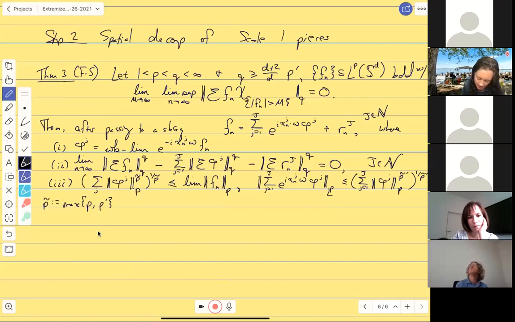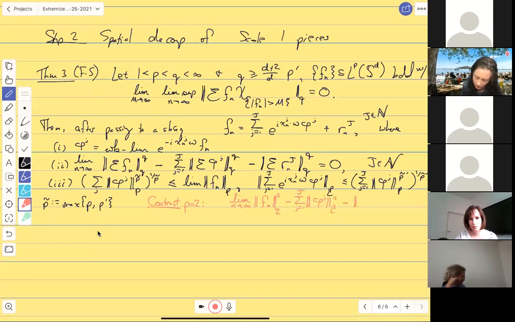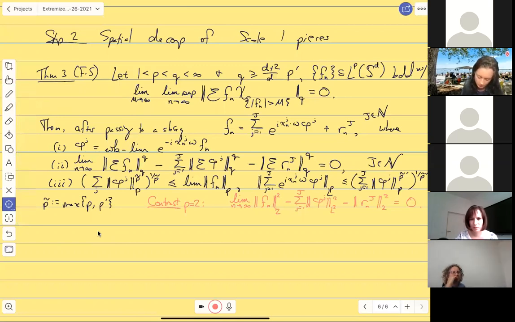So I want to contrast this to the case when P is equal to 2. When P is equal to 2, we have a much stronger condition, which is that the limit as n goes to infinity of the norm of Fn in L2 squared minus the norm of the phi j's in L2 squared minus the norm of the remainders. These are completely orthogonal in the limit, and this is equal to 0. Now the condition we've written down is rather weaker, and in particular, it is not strong enough to control the LP norm of the remainders. This doesn't rule out the possibility that the remainders have LP norms that blow up in the general case.